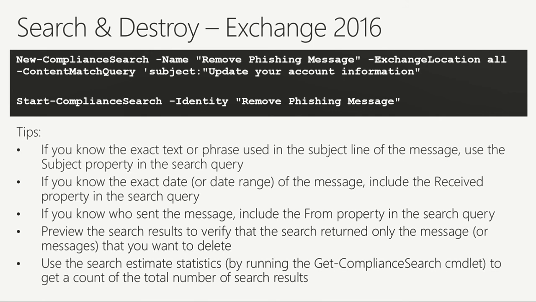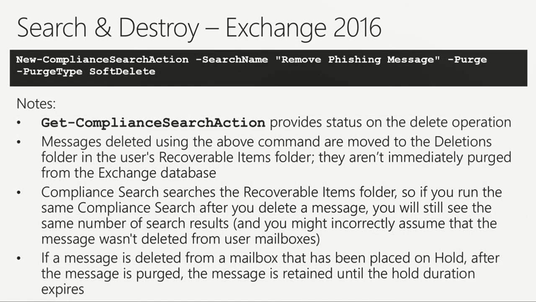So you start by creating the compliance search, and then the second step is you'll run the compliance search. Once the compliance search is done, it'll give you a listing of all the messages that meet that search criteria. And then you could go in there and do a new compliance search action. In this case, we're doing a purge, and the purge type will be a soft delete. So if anything needs to be recovered because it was accidentally destroyed, you can go in and get it out of there as well. That's the purpose of the soft delete purge.